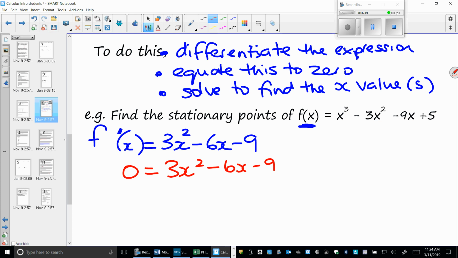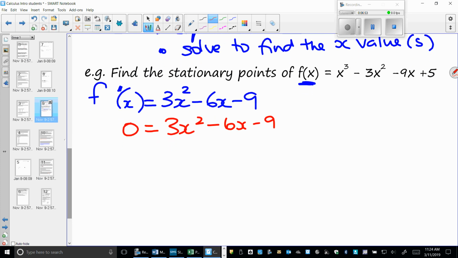And we're going to solve this. Now, what kind of expression is this? What kind of equation is it? It's a quadratic equation, yes. Now, remember you have a couple of choices for solving quadratics. You can either factorize it, or you can use the quadratic formula. Okay? So they're your two options.